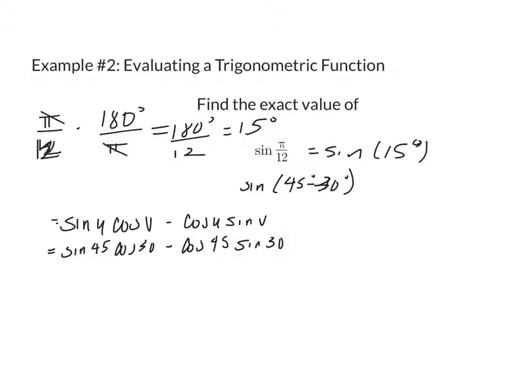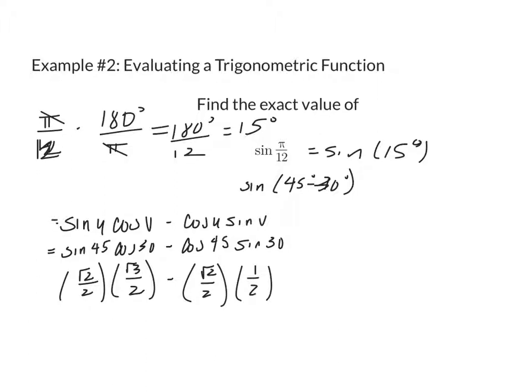Okay, again, sine and cosine of 45 are the same, so this would give me square root of 2 over 2 times cosine of 30, which is the square root of 3 over 2, minus cosine of 45, which is the square root of 2 over 2, and sine of 30 is 1/2. In the end, that will give us the square root of 6 over 4 minus the square root of 2 over 4, and again, it's going to look exactly like the last problem, which is the square root of 6 minus the square root of 2 over 4.